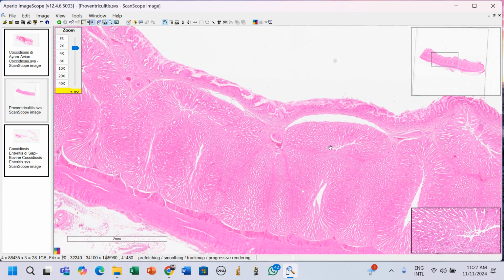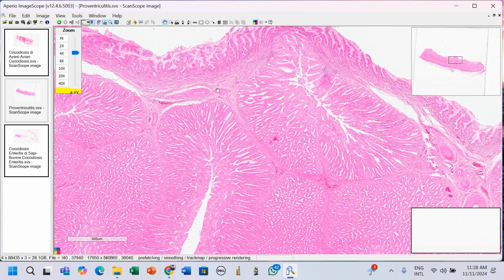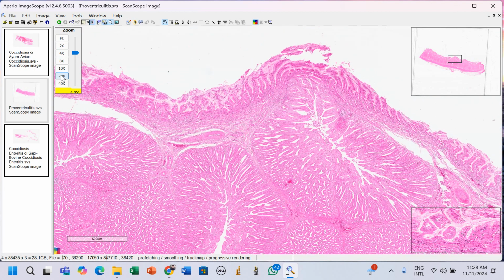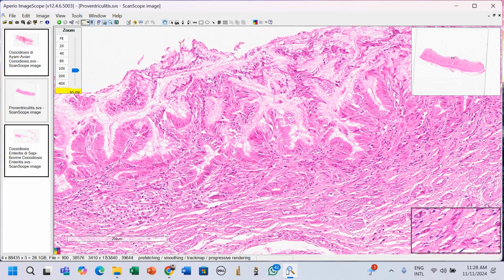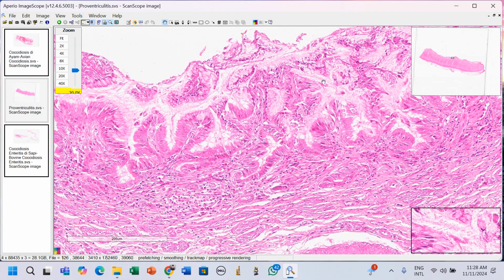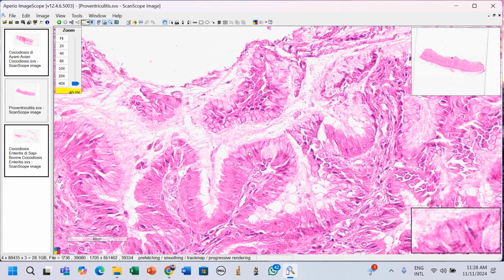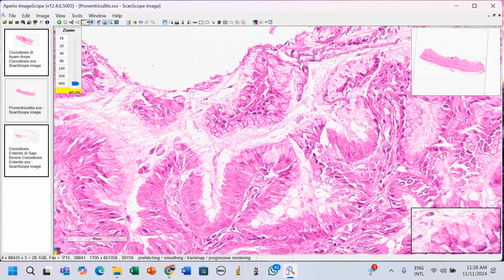It's not so difficult to find the findings here. Proventriculitis means inflammation of the proventriculus. You will see the changes mainly in the mucosa. Okay, I will increase the magnification. Let's see with higher magnification here. This is the mucosa of the proventriculus. Can you see this part here? This is all the mucus produced by the proventriculus. So if I magnify, can you see the goblet cells?